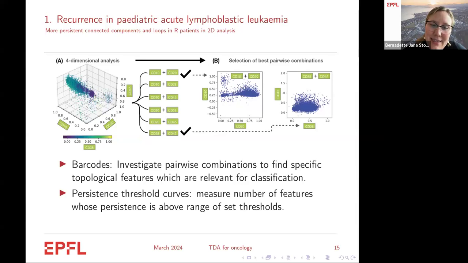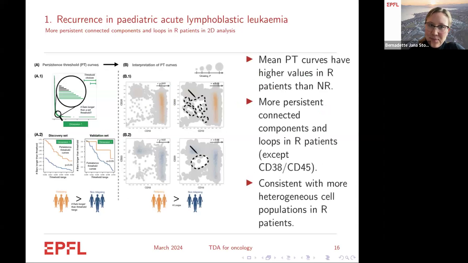And the second thing that we did is what we refer to as persistence threshold curves in the paper. I think it has many other names as well in the literature, which is where we look at the number of features whose persistence is above a set of thresholds, and we change the threshold and then get a curve that describes the persistence in these barcodes.